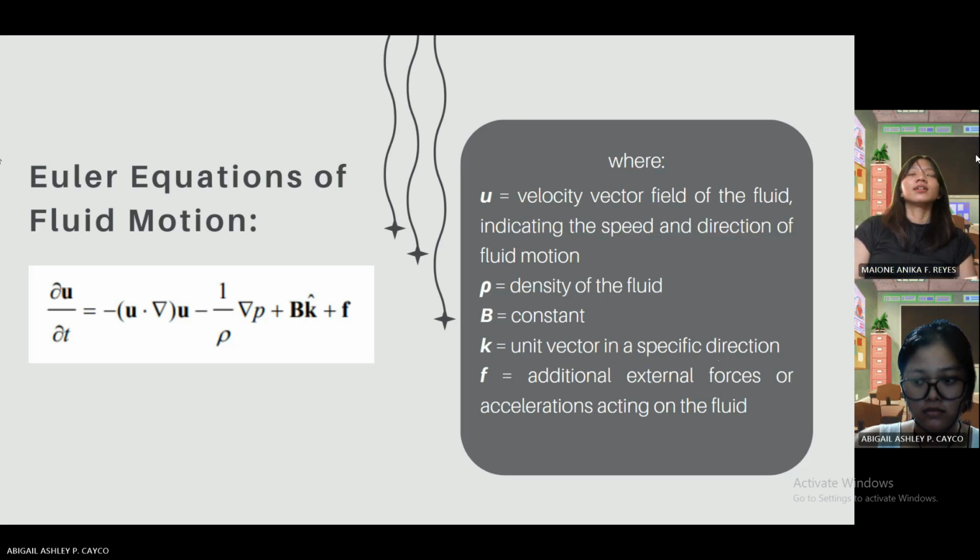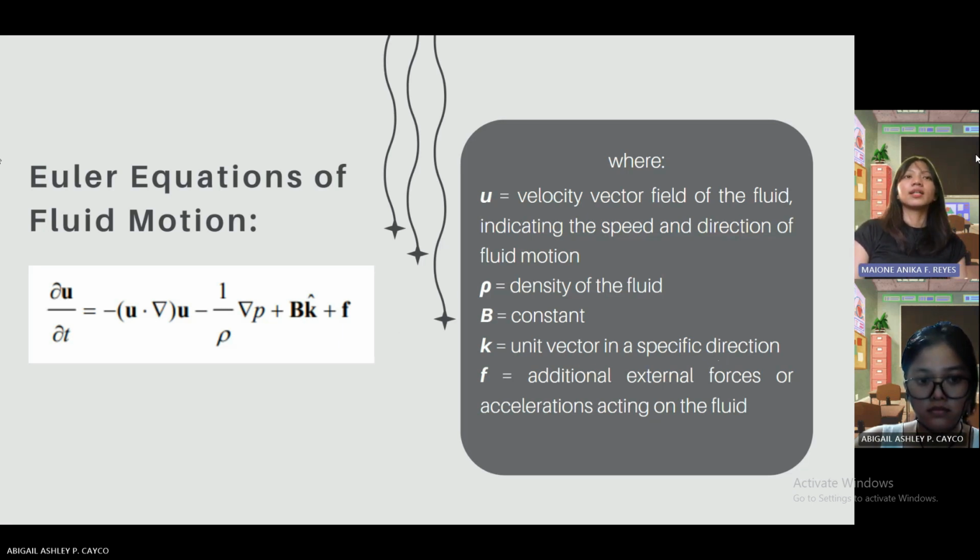Wherein the partial derivative of u with respect to time t represents the partial derivative of the velocity vector field u with respect to time t. It describes how the velocity field changes over time. The negative dot product of u and gradient times u accounts for the advection or transport of the velocity field by itself. The dot product of u and gradient is a convective derivative indicating how the velocity field u changes along its own direction.